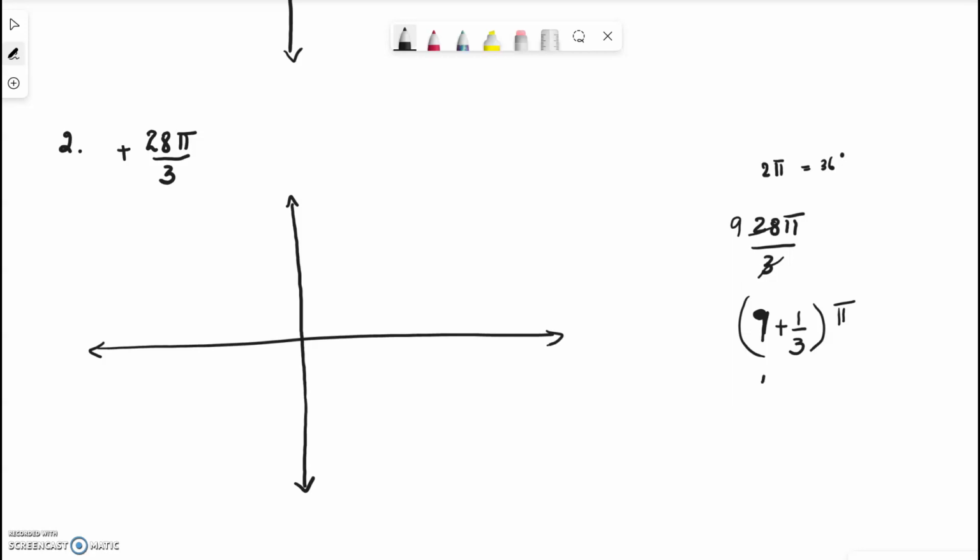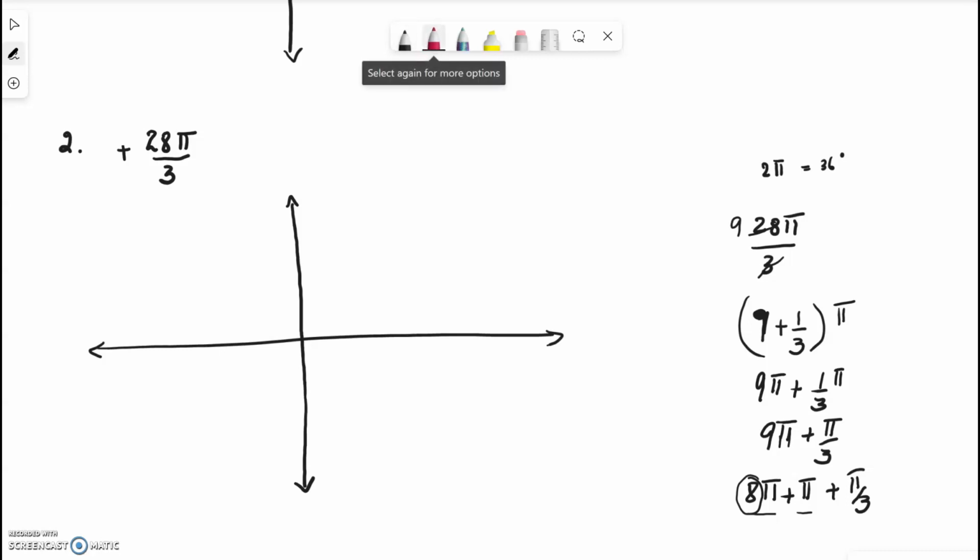Okay, so what does this mean? 9 pi plus 1/3 pi, which is the same as 9 pi plus pi over 3. Now we want to see how many full circles we can go through first. Remember, 9 is an odd number. So we have to go 8 pi plus pi plus pi over 3 more. This is how I'm going to complete my circle. So I'm breaking it down into easy parts. If this is an even number, I know it is basically full circles.